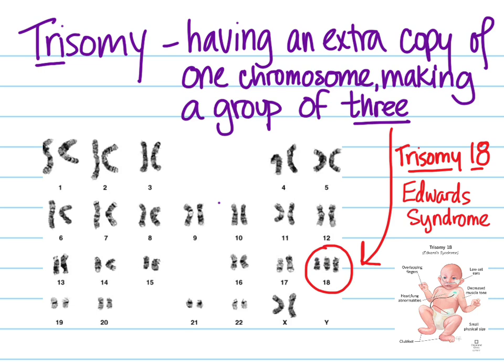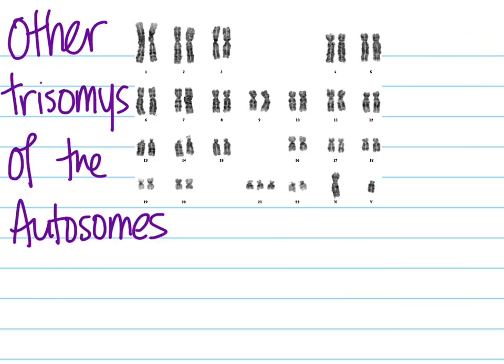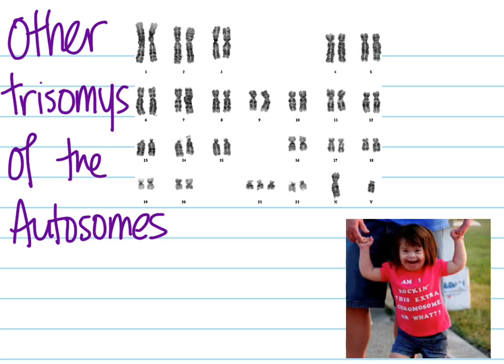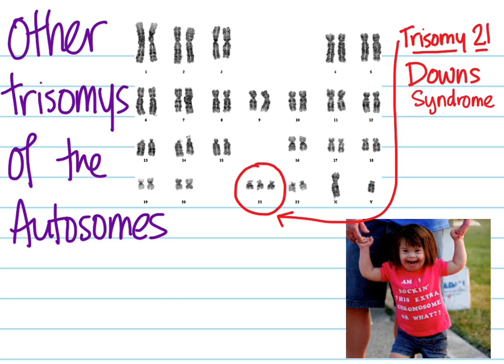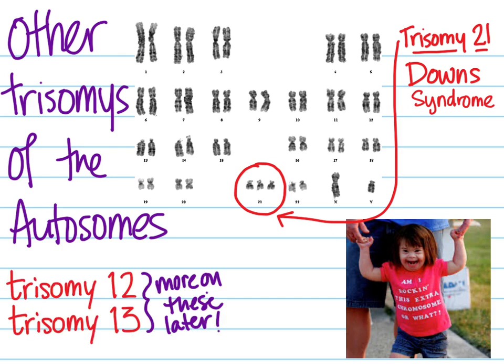Children with Edwards syndrome, well, we'll talk more about this when we talk about genetic conditions, but they've got fairly serious complications. Most of them, sadly, do not live very long. There are other trisomies that affect the autosomes in humans that we know of. The most well-known is probably trisomy 21. That's also known as Down syndrome, and this is one that doesn't really have life-threatening impacts. People with Down syndrome live relatively normal, long lives. There are other trisomies of the autosomes, like trisomy 12, trisomy 13. We'll talk a little bit more about those later.